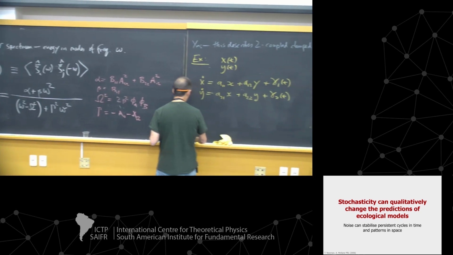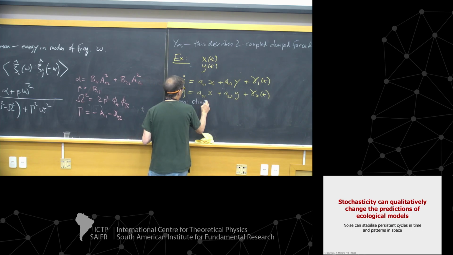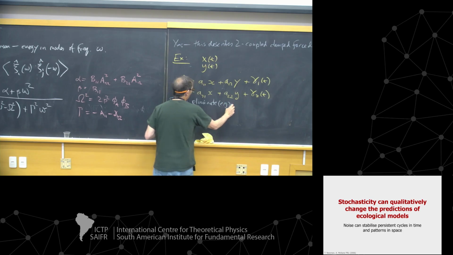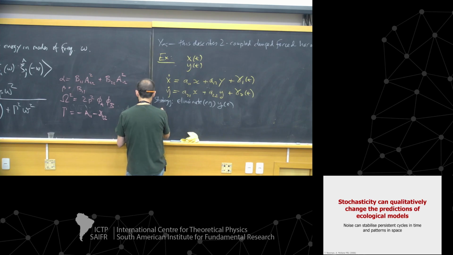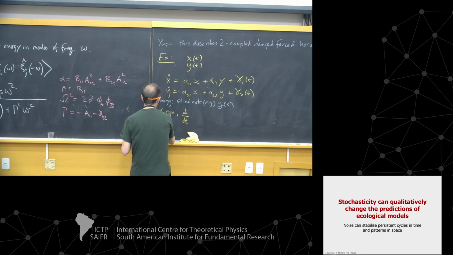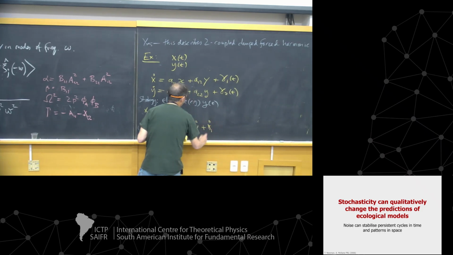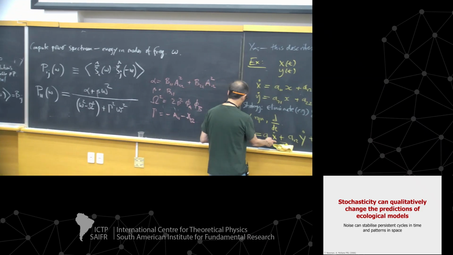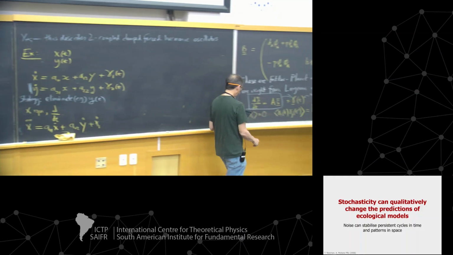So what is the strategy? The strategy is eliminate y. I could eliminate x, but let's just choose to eliminate y of t. So how would we do that? Well, what we do is we can take the x equation and differentiate. So if I differentiate this, then what I get is x double dot equals a11 x dot plus a12 y dot plus gamma 1 dot. Okay? And then I know what x dot is, because that's just x dot. And what is y dot? Well, y dot is just given by this equation over here. So then I can fill that out.